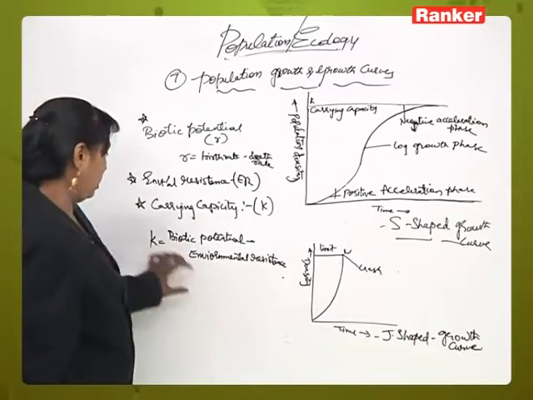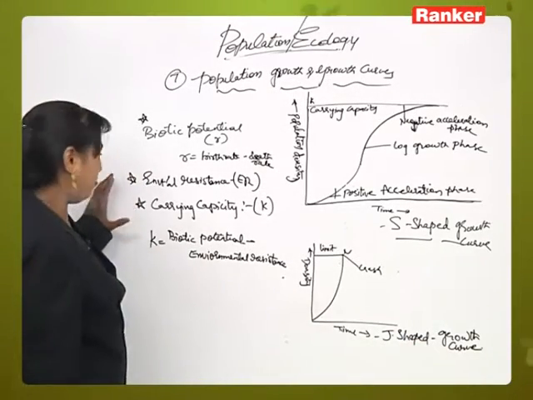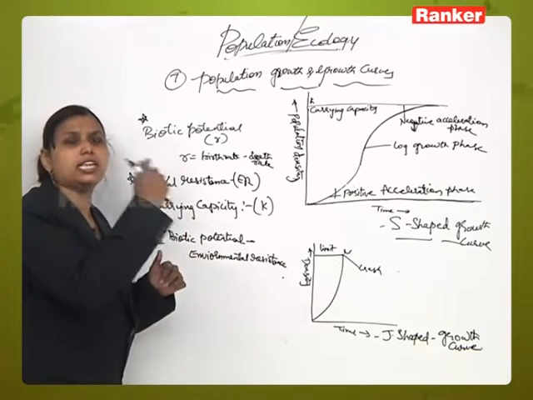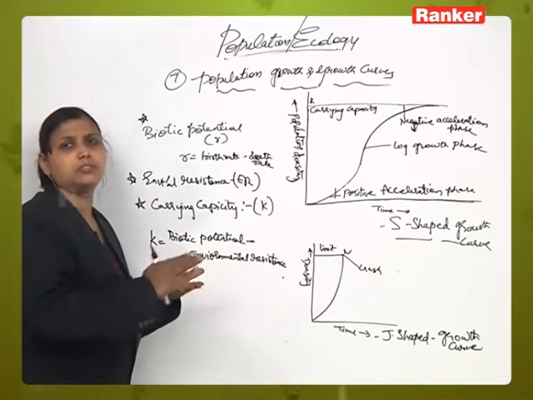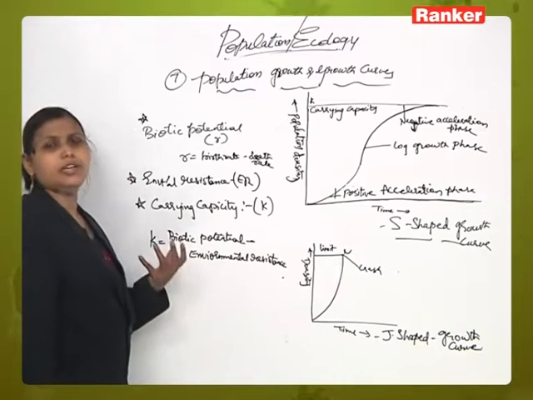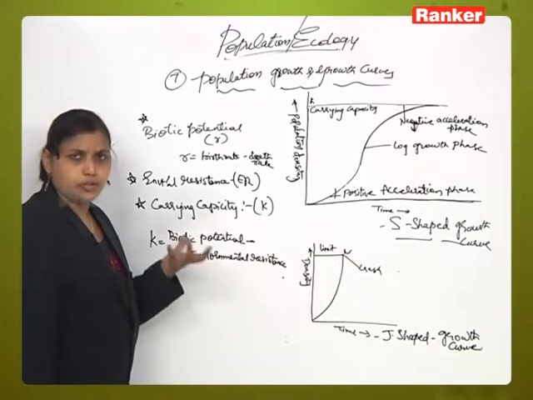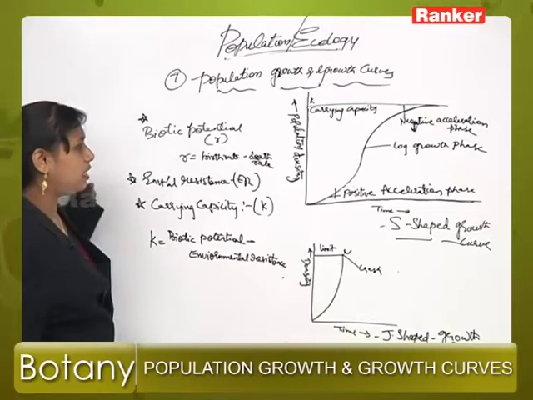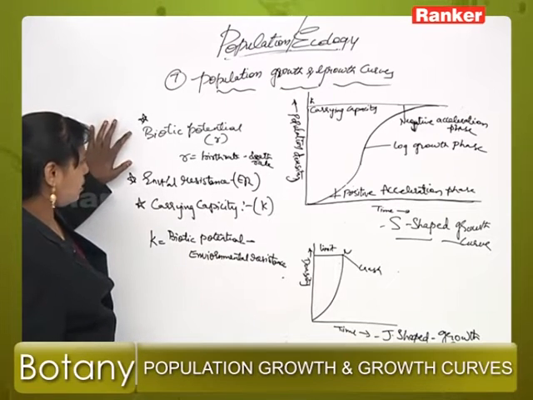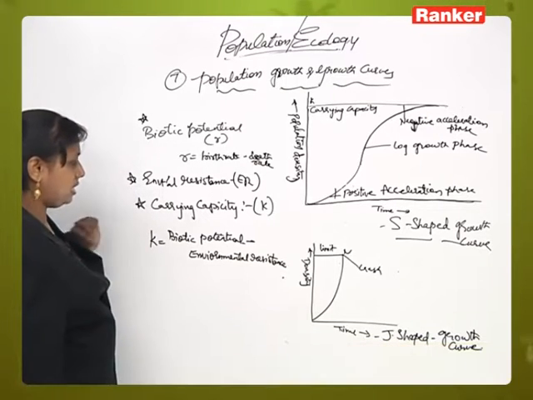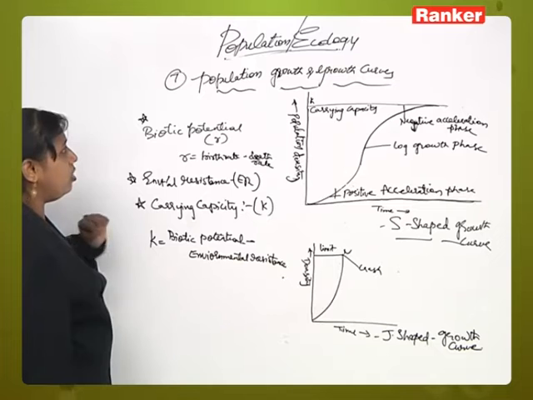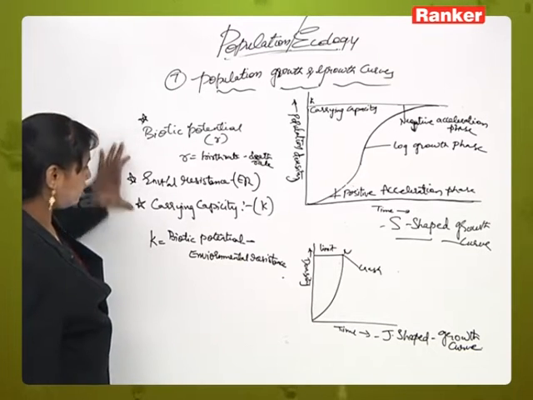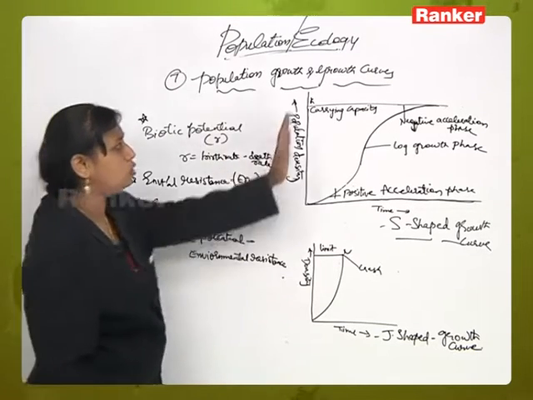Right. So, this is called the carrying capacity. In general, we can say the stage where there is no further increase in the population, where the stability of the population occurs, can also be considered as the carrying capacity of that particular population. So, these three terms are very important when we are talking about population growth: biotic potential, environmental resistance and carrying capacity. Now, we will come to the growth curves.